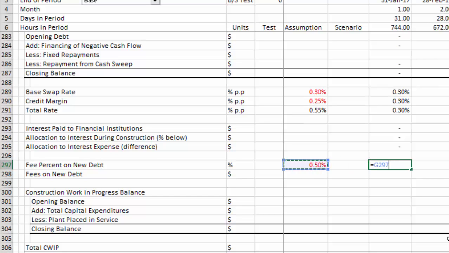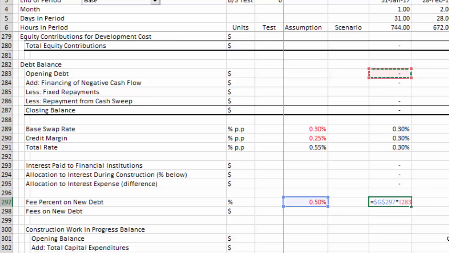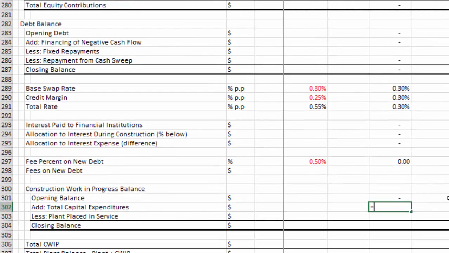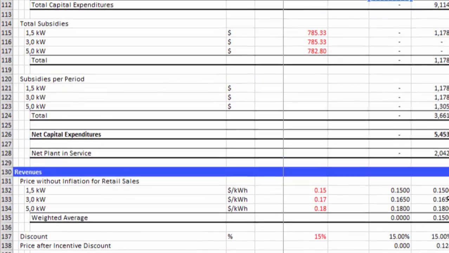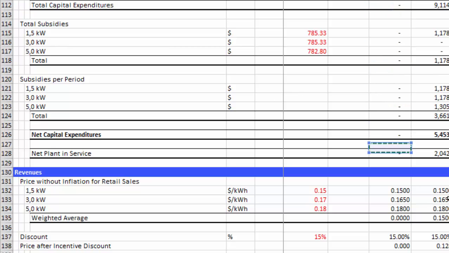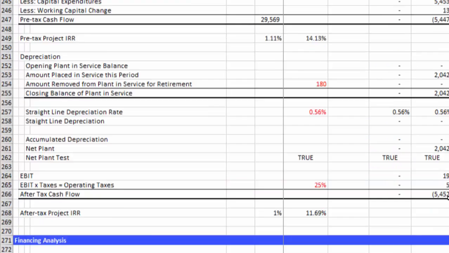Then we can compute the fees, okay? And the fees are the amount of the financing times this. Now, this is a very dangerous area for circular references. Okay, and then we have an opening balance equal to closing balance for the construction work in progress. Now, the CapEx that we can go a few places, but it's probably best to go through where we really compute them. Here's the net CapEx.